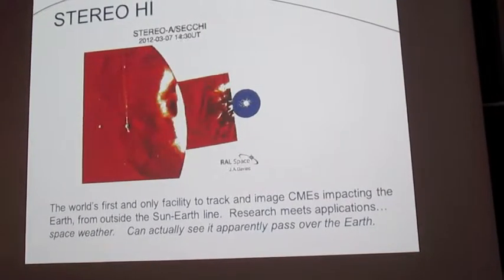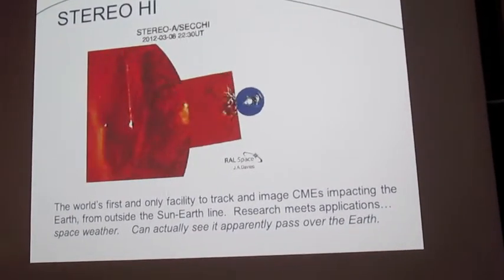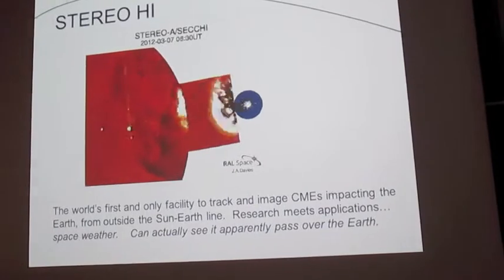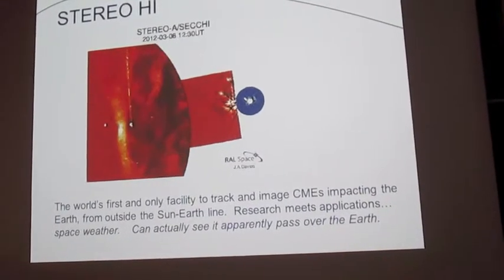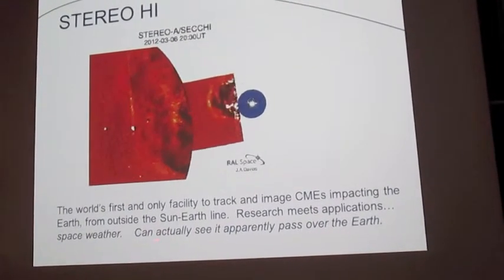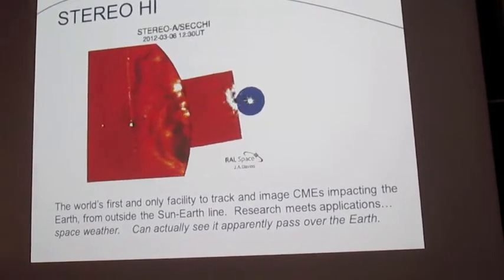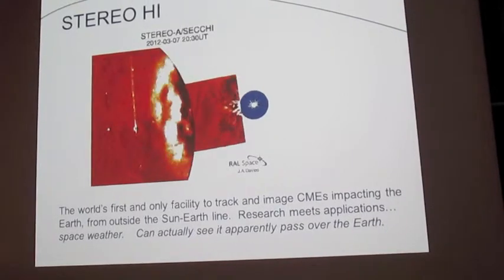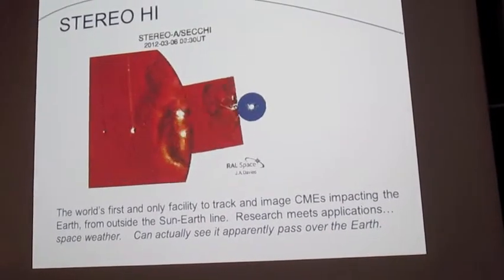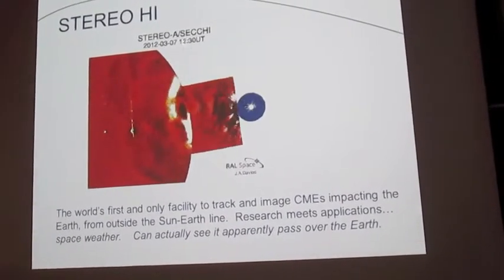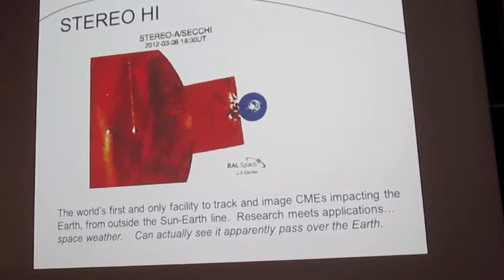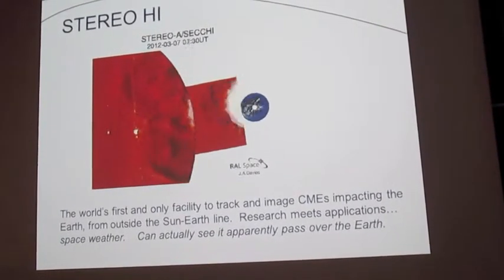And making observations from this Sun-Earth line is unique. And it really is where research is meeting applications. And I think it's important to just point out this thing here, which looks blindingly obvious. You can actually see these events apparently passing over the Earth. And if from these images you can determine that they are passing over the Earth, we're not actually applying modelling here to actually see that. I'm showing you the data. The thing is actually passing over the Earth in these images here.